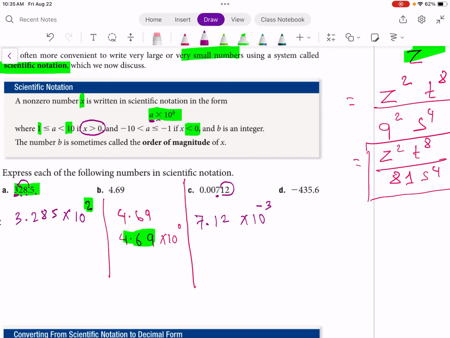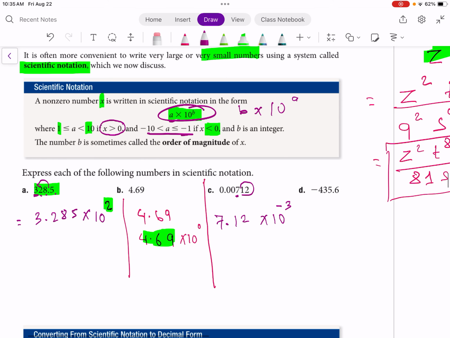Now this definition, so here we can't have a negative number. It should be something like b times 10 to the power a. If this is the case, then our b is an integer, then we have 10, our a is positive if our number is greater than 0, a is negative if the number is less than 0.